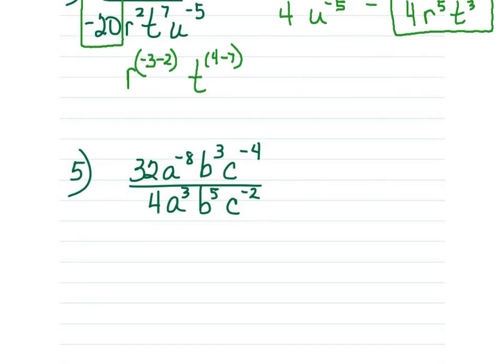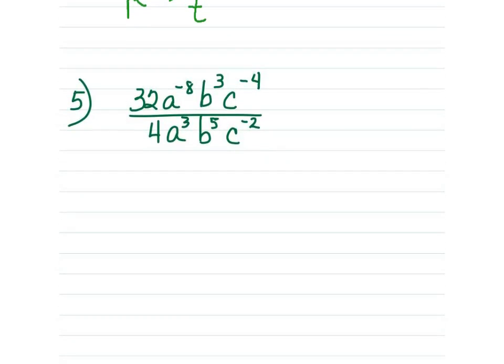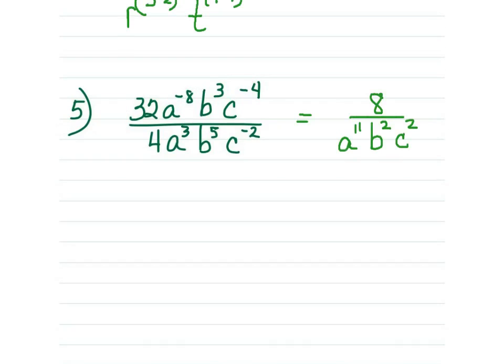Go ahead and work on number 5 on your own. Hit pause on the video and then check your answer. The answer is 8 over a to the 11th b squared c squared.